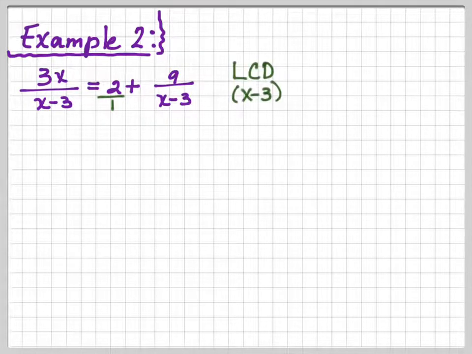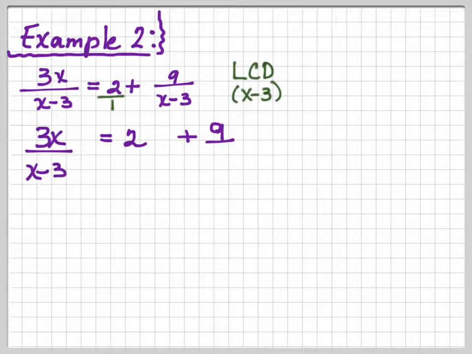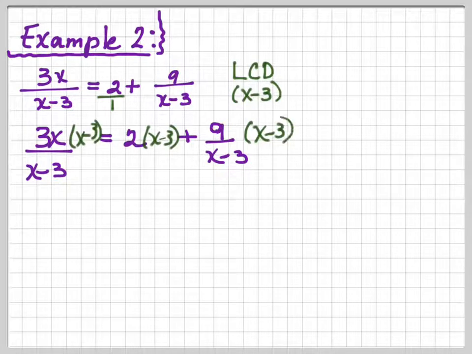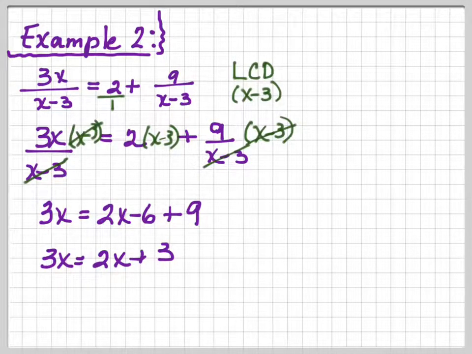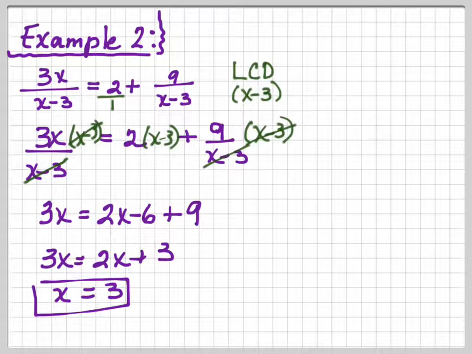Okay, my least common denominator is going to be x minus 3. So I will multiply each term by x minus 3. The x minus 3 in the first term cancels, leaving me with 3x. And I have to distribute my 2, so I'll have 2x minus 6. And my x minus 3 cancels, so I'll have plus 9. So when I straighten this up, I'll have 3x equals 2x plus 3, or x equals 3.